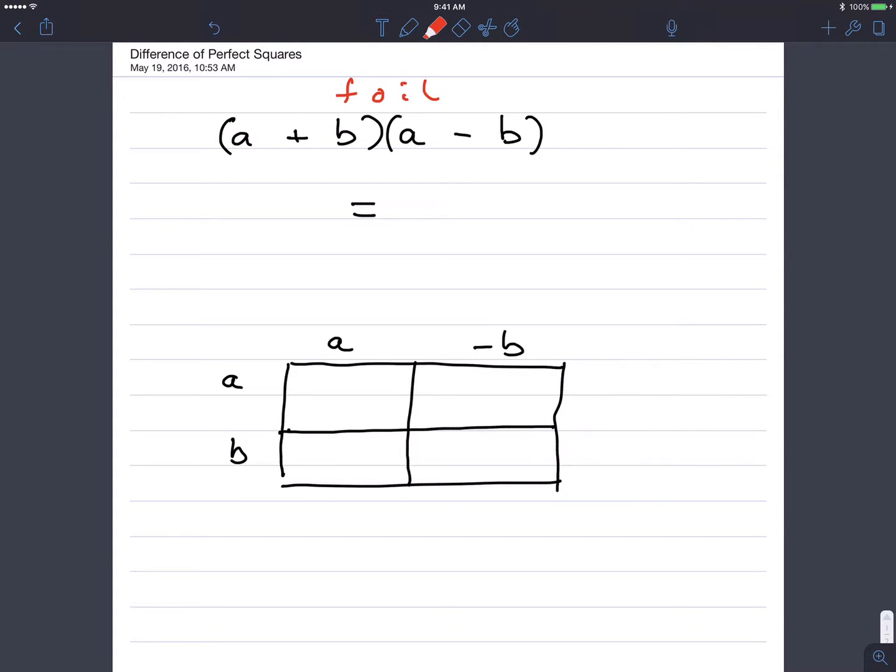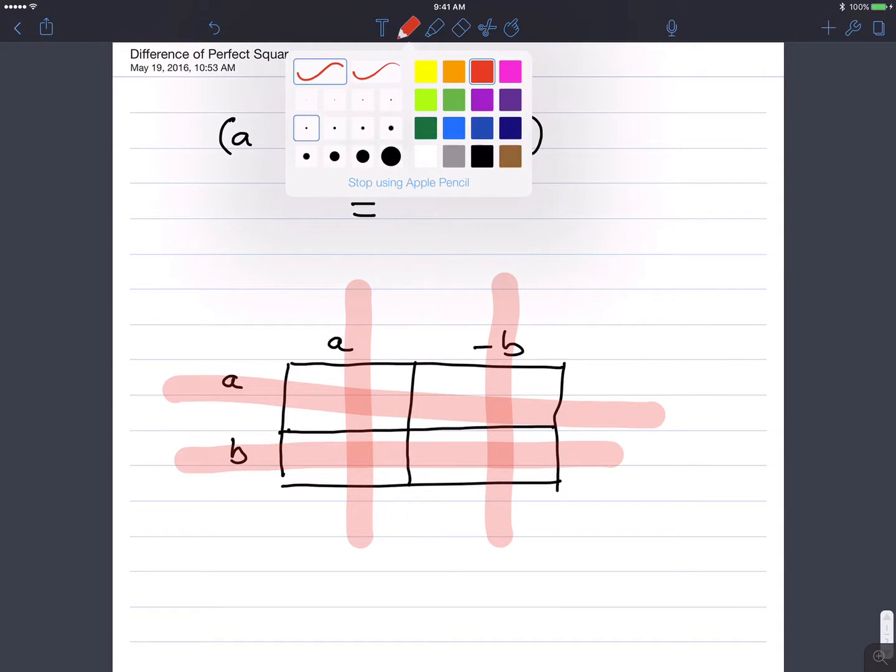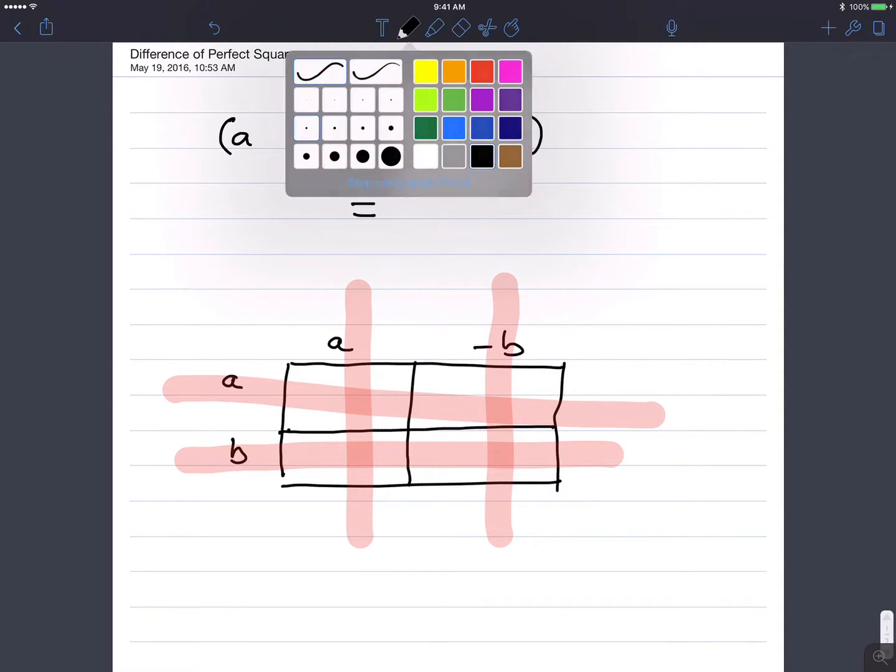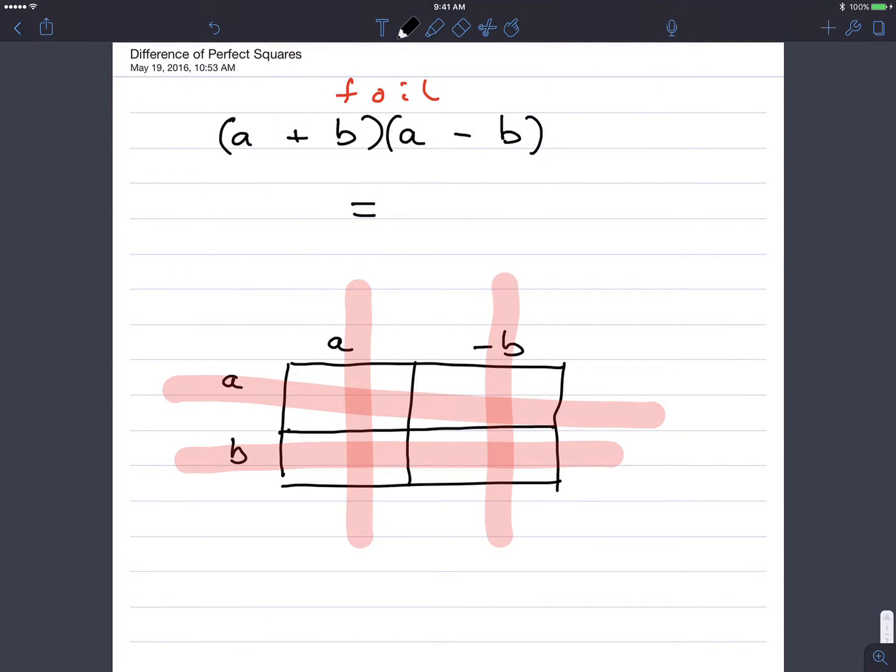So we're going to multiply our first rows together and columns. Multiply all your rows and columns here by FOIL. This is our FOIL method, and we get a times a. What does that give us? That's a squared. Then a times negative b is negative ab. And then b times a, well, b times a or a times b gives you what? ab. And then b times the negative b is a negative b squared.